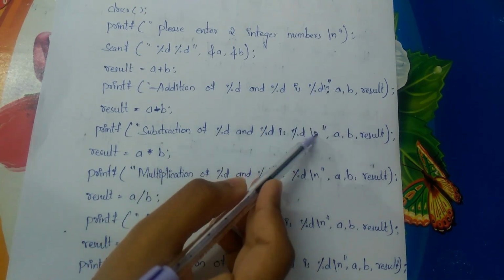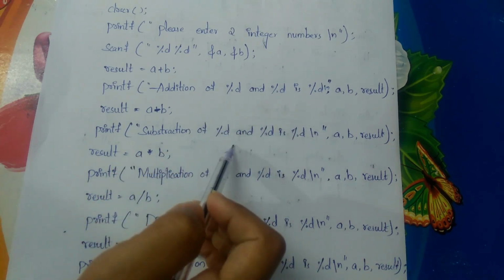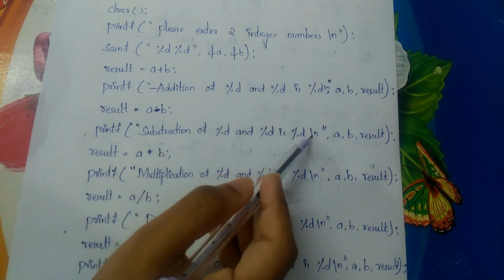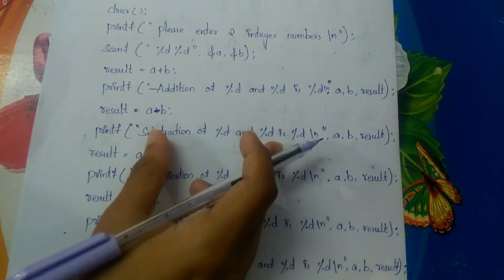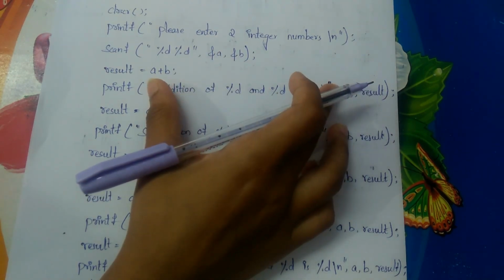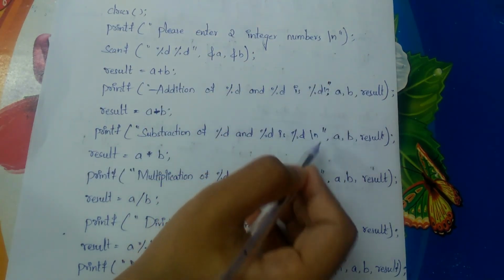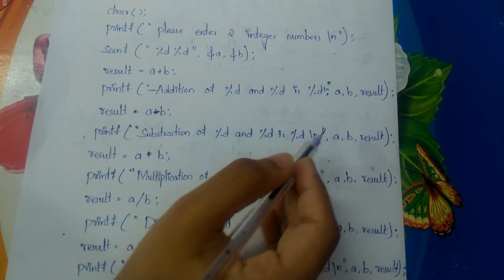So here we are using the backslash n to print all the statements line wise. Whenever we don't use the backslash n, this subtraction statement will be printed right after the completion of the previous statement. So to separate it we are using the backslash n. So we use this to get a new line.